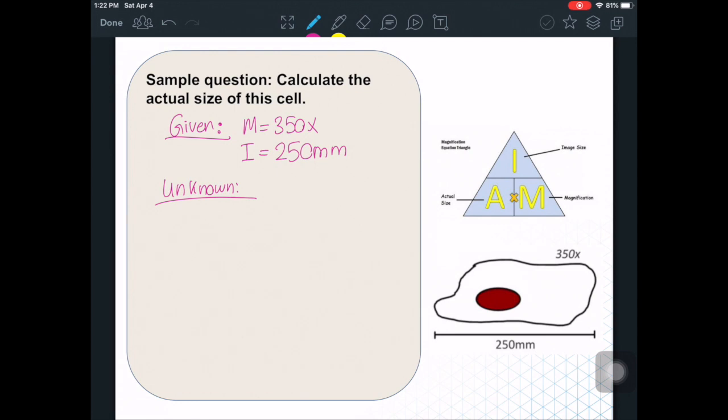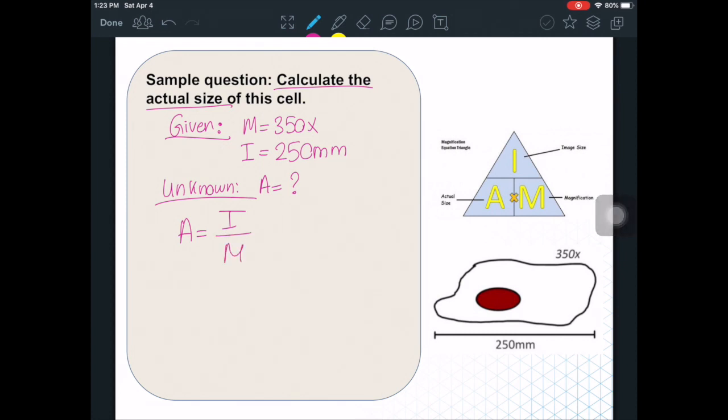And now let's find my unknown. My unknown here is calculate the actual size. So A is equal to question mark. In order to find A, I need to use my triangle. A is equal to I divided by M. If I was looking for M, it would be M equals I divided by A. And if I was looking for I, it would be I equals A times M. Okay, guys? So this is basically how you're supposed to use it.